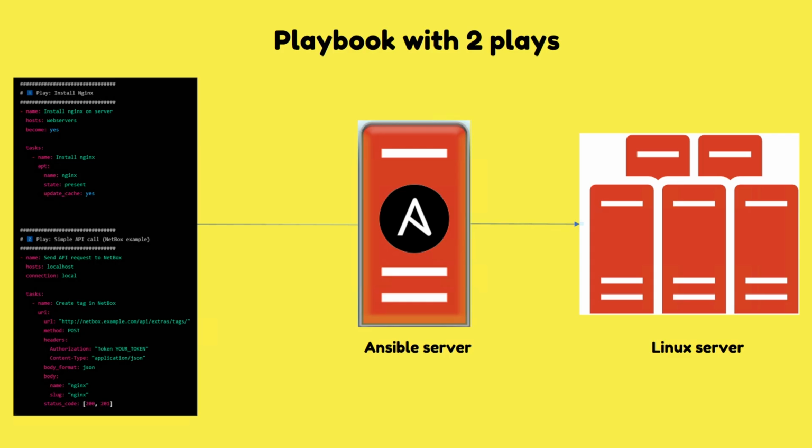If you see, the second play runs locally on your control machine where Ansible is located. The host is localhost. It means that the Ansible host is where the play is executed, with a connection type of local. And this play, as you can see, sends a request to the Netbox API with the POST method, tagging the server as an NGINX web server. And as you can see, there is no need for higher privileges for this action.